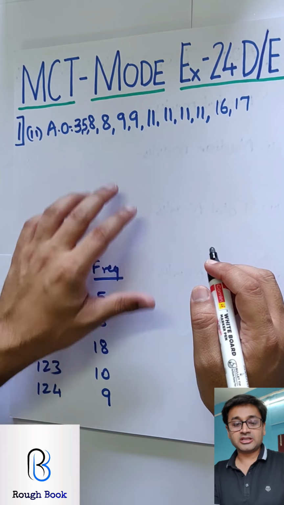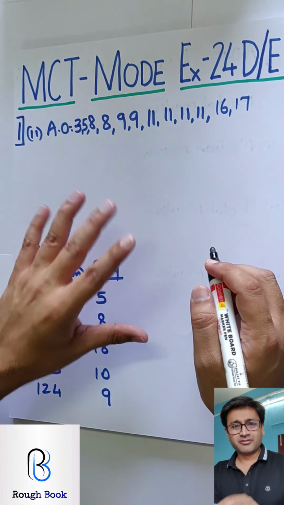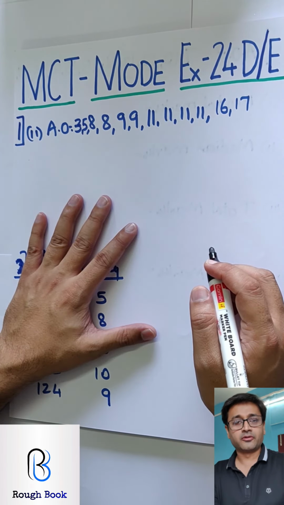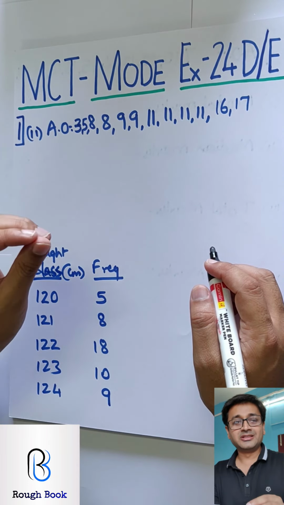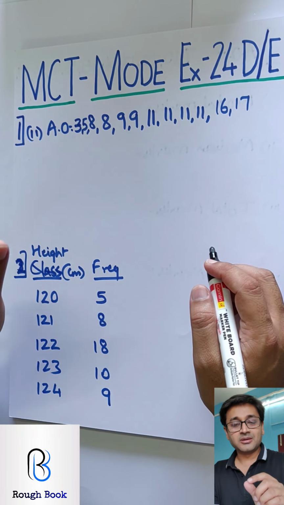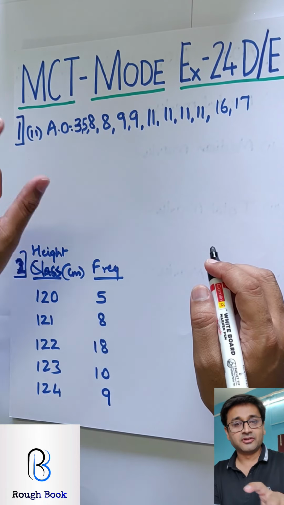Now we are getting into the last part called mode. Mode is a very simple topic. You are not going to take a lot of time to understand this. Mode is basically a number which occurs maximum number of times in a given range.